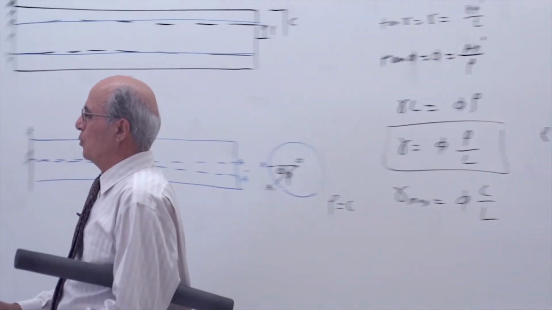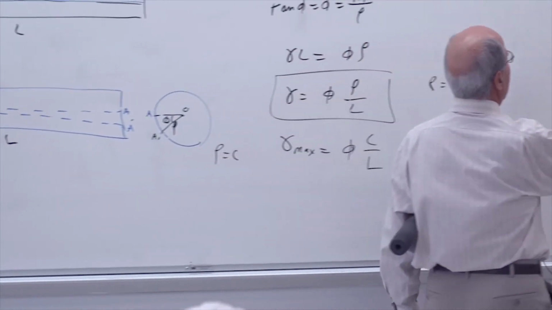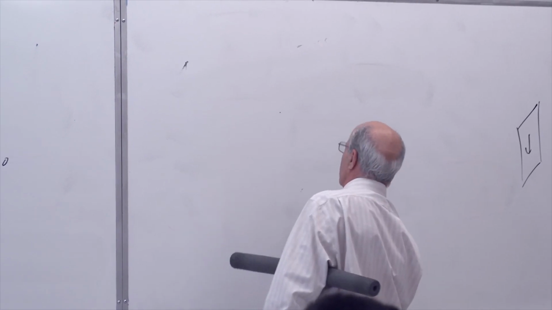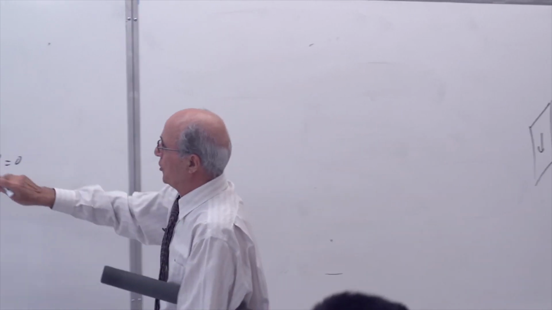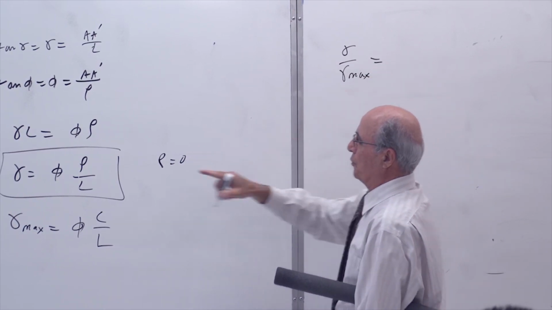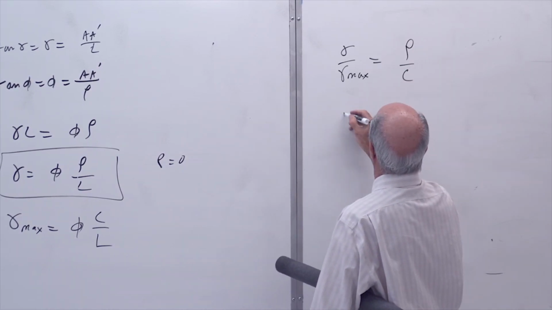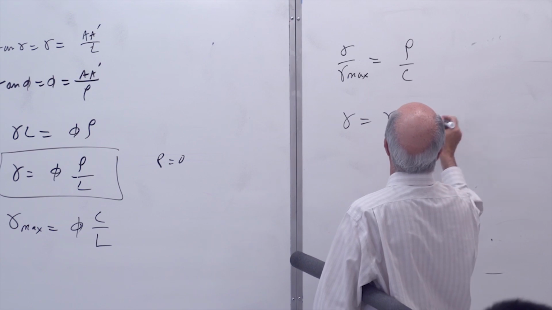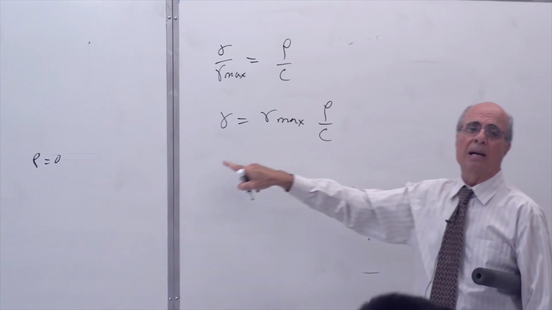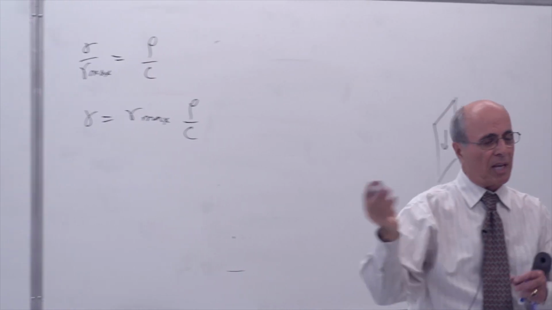The next thing we want to do is divide these two equations by each other, so gamma over gamma max. We are done with the formula. So divide this equation by this equation. Gamma over gamma max becomes equal to phi, and phi eliminates, L and L cancel, so it becomes rho over C. Or, gamma equals gamma max times rho over C. One more time, confirmation: at rho equal to 0, gamma is 0. At rho equal to C, gamma is gamma max.